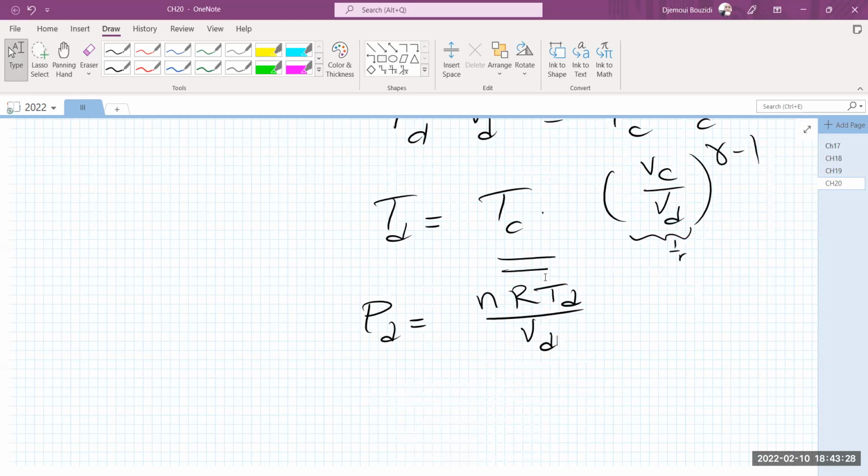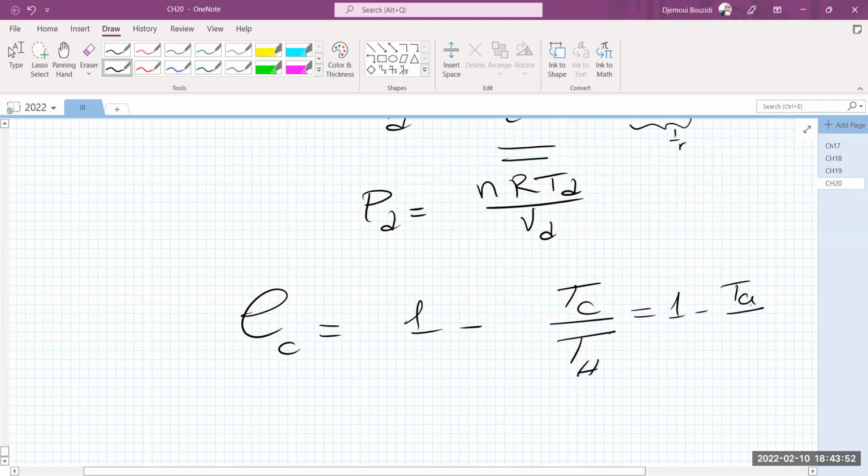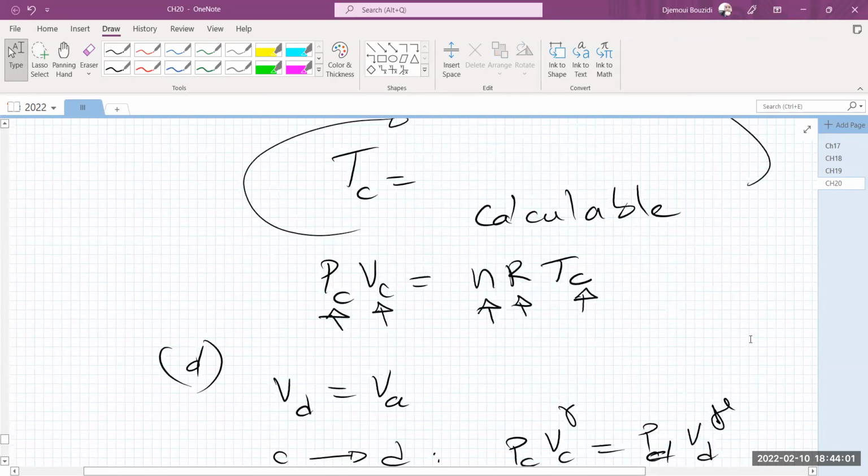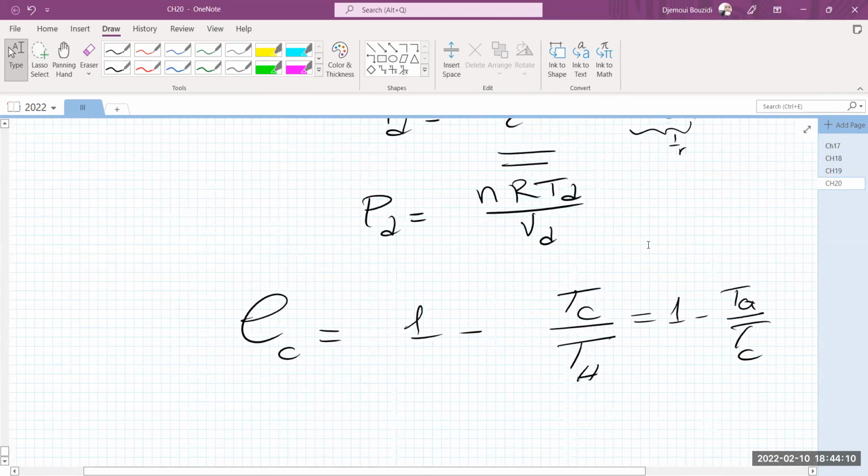Just plug in the things and follow the logic in here. D: compare the efficiency of this engine to that of a Carnot cycle. This is where you really need to do the calculation. So E Carnot must be 1 minus TC over TH. And TC is TA actually, and TH must be that at point C. TA is 300 Kelvin, and TC is all of this stuff in here, which is TB plus QH over PA and all of that. So you do this calculation and you put it in here.